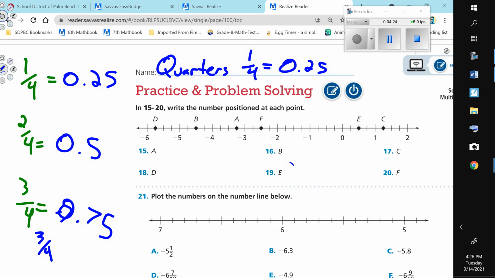So based on that, C, you're going to do on your own. Think about that. Just divide it into fourths. And then F, you can do that on your own as well. Class, if you can do B, you can definitely do F.